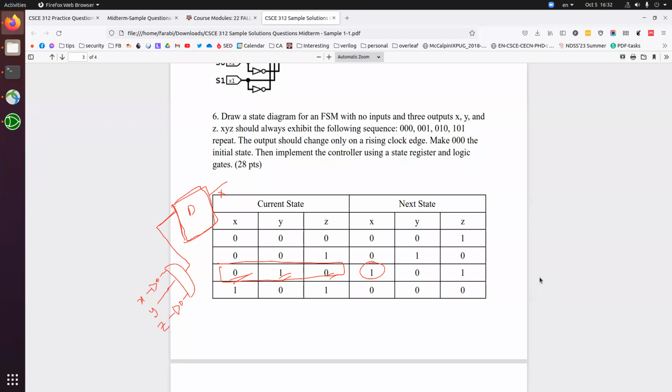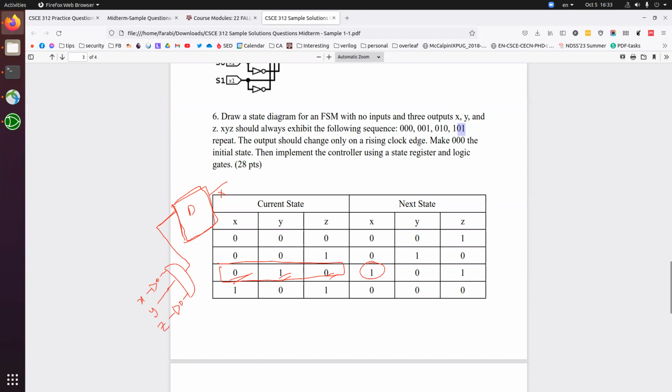Any confusion, questions? How do you create the next state in the truth table for X? How do you know X is 1? Oh, because it's given, right? I am assuming the first bit is X, the second bit is Y, and the third bit is Z. So this is the sequence. If there is a clock pulse, the next sequence should be this. The next clock pulse, the sequence would be this. And then next is this, right? So that's how we will have the solution. Is that okay?